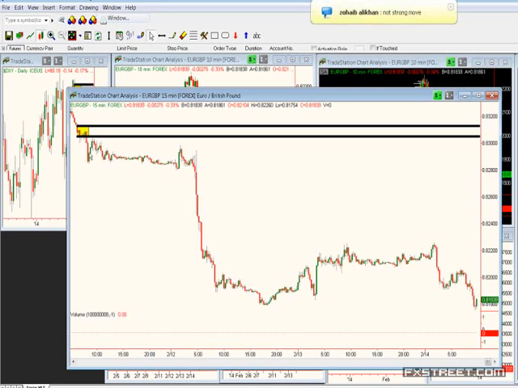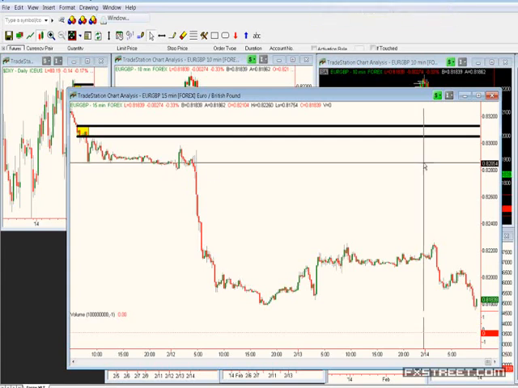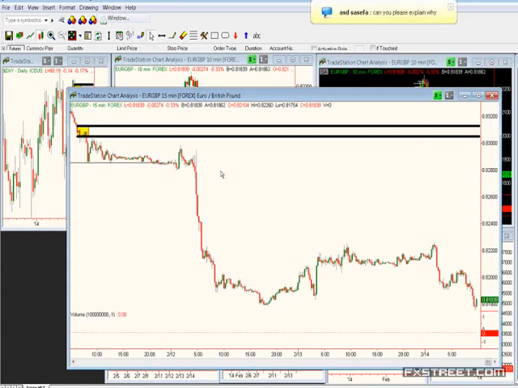Right? See, what happens is a lot of retail traders, a lot of new traders will start shorting right here, and then they'll put their buy stop right up here in the supply zone. That's why so many people lose. Okay? That's why so many people lose.